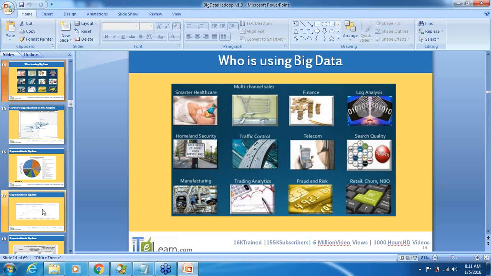So now we see, who is using big data? It is not only a specific industry. It is not like whatever I'm seeing up on the screen. I'm just taking a glimpse of examples. This is being widely used across, I would say, 80% of the industries, which are slowly getting migrated or adapted towards big data related technologies.